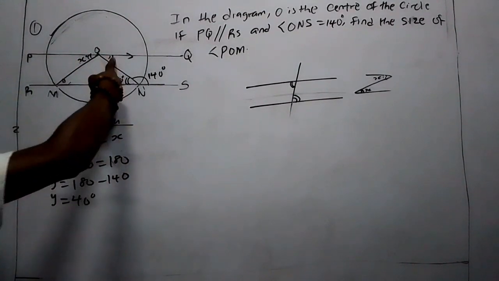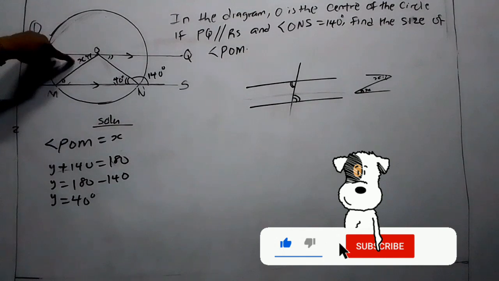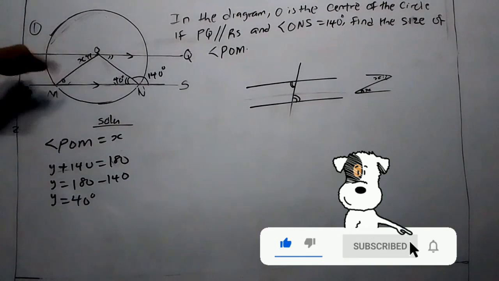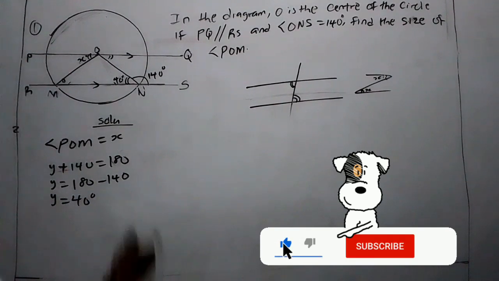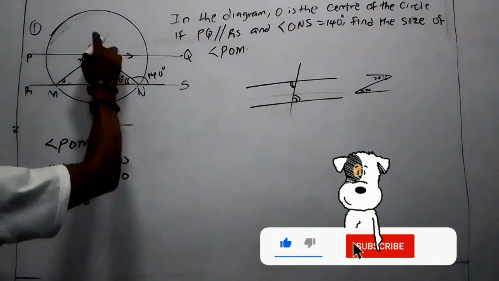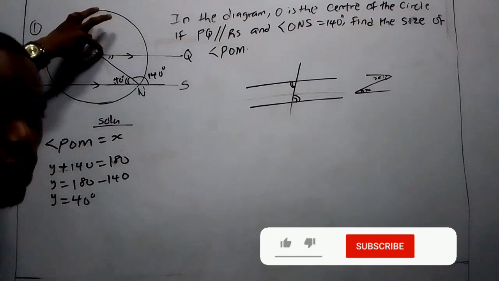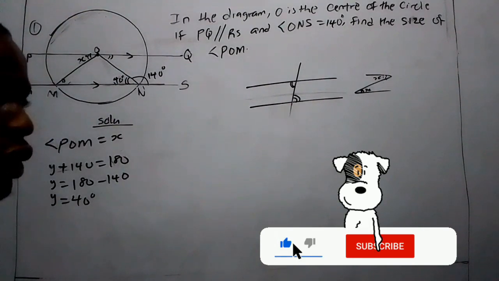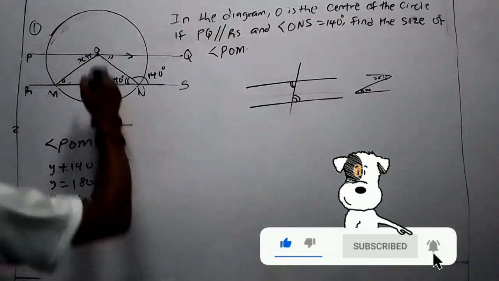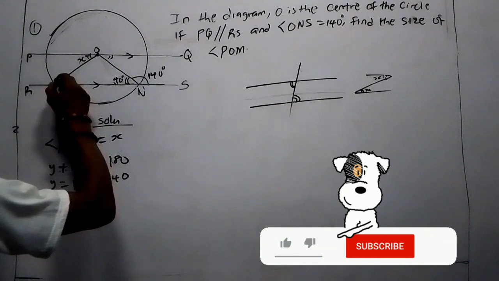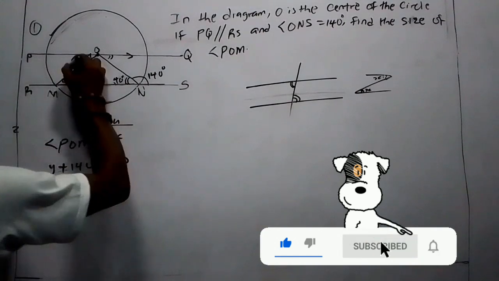Since I've gotten this one as 40 degrees, this place is an alternate angle to this, but we only have what is needed to get our answer, angle POM, and we don't know it. So the second thing to consider: O is the center of the circle, and a line from the center of the circle to the circumference is called a radius.